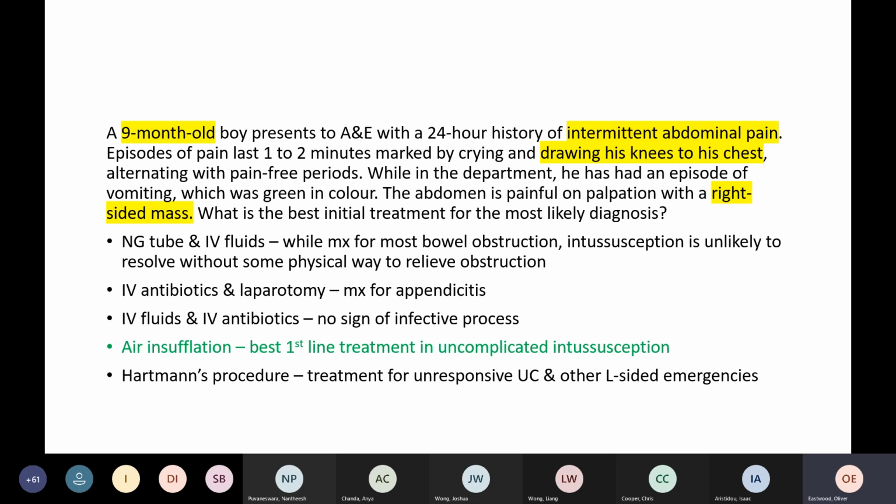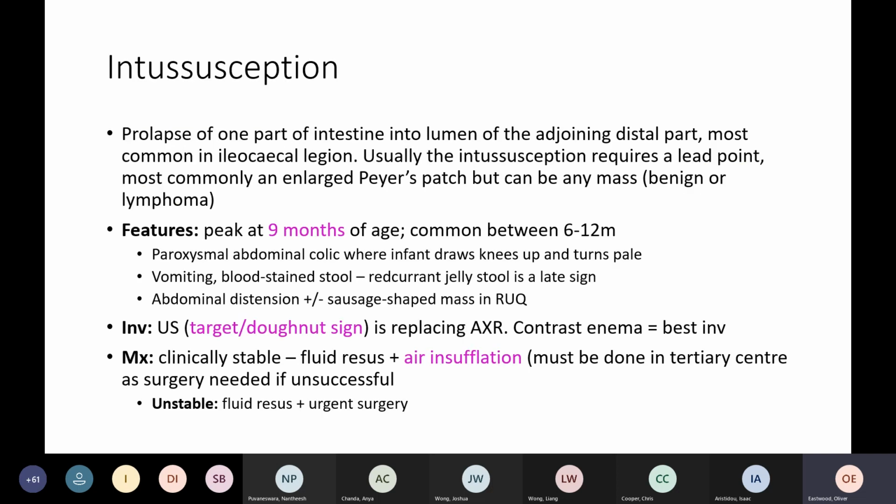Obviously, it is bowel obstruction, and I can see why a lot of people would go for the tube and the fluids. But intussusception isn't going to resolve itself unless you do something physically to get the telescoped bit of bowel out, really. So we'll just go on to talk about that for a bit.